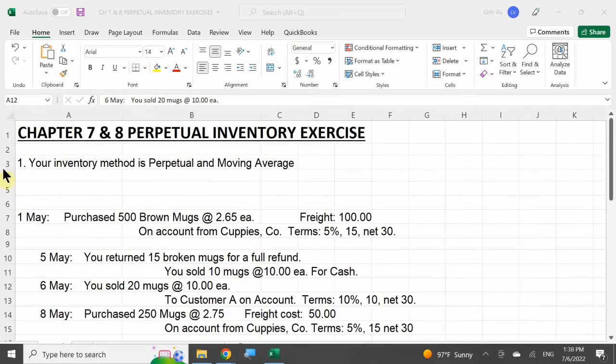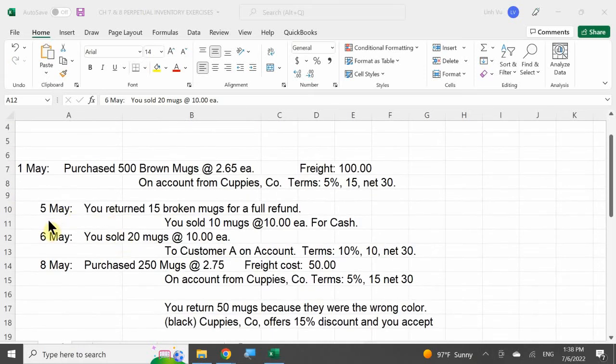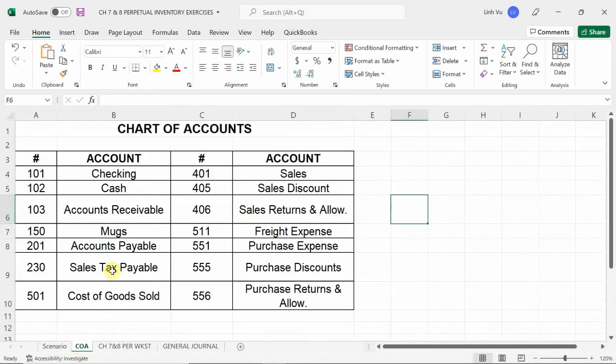Okay. Let's see what happened next. We are on May 5th. You returned 15 broken mugs for a full refund. Okay, so let's take a look. What would I do with my accounts? Okay? How would I journalize this if I have to return 15 broken mugs for a full refund?